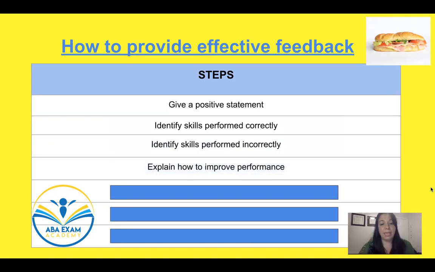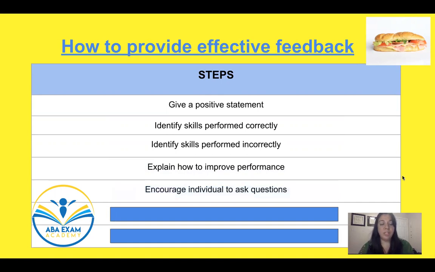Next is explain how to improve that performance. So we just break it down for them. And then we encourage the individual to ask questions. Whenever I work with an RBT, I do this. I tell them what they do right. I tell them what they did wrong. And then I always end with, do you have any questions? Do you need anything from me? Are you sure? You can ask, don't worry, because if I make them feel comfortable, they're going to ask questions.